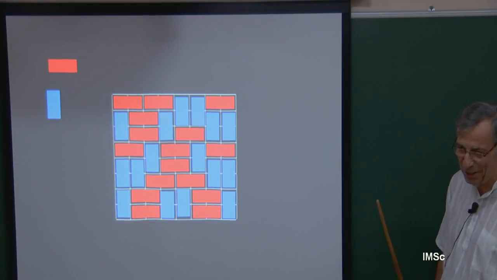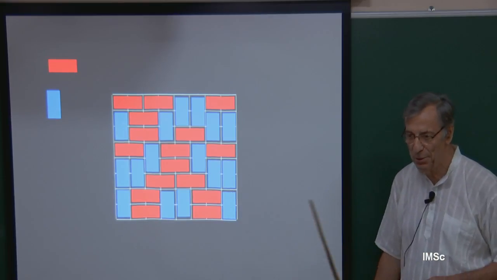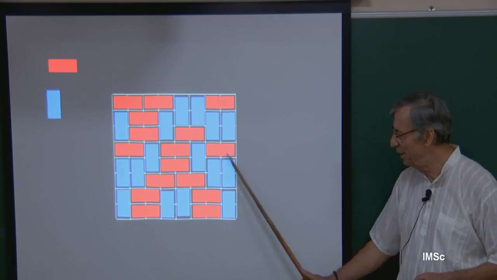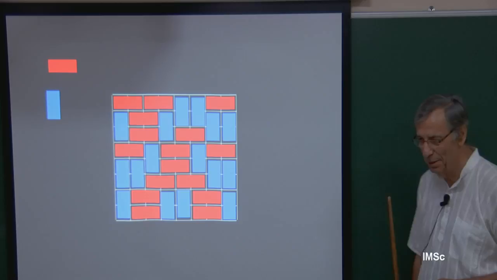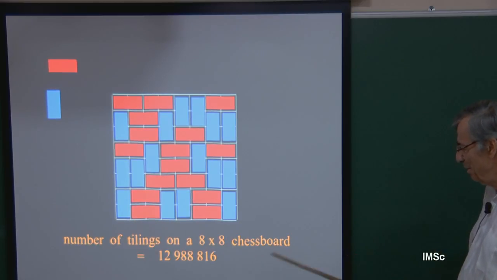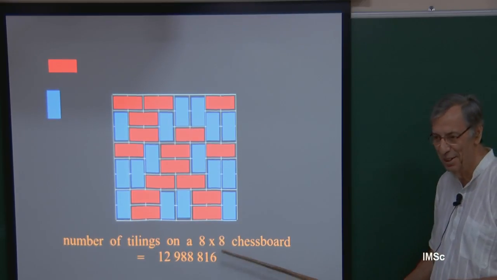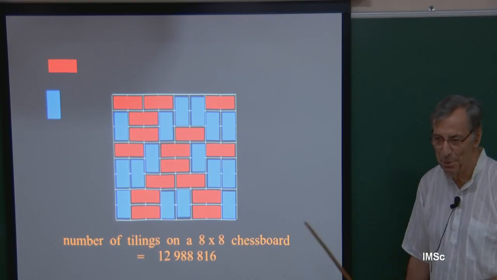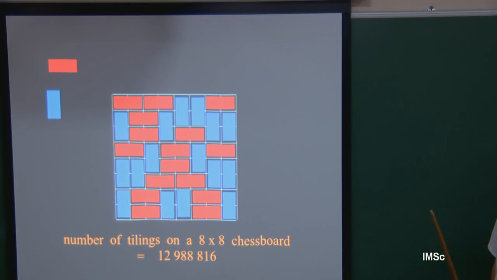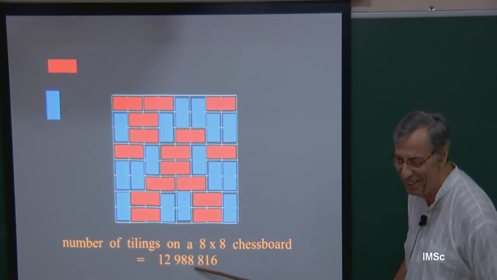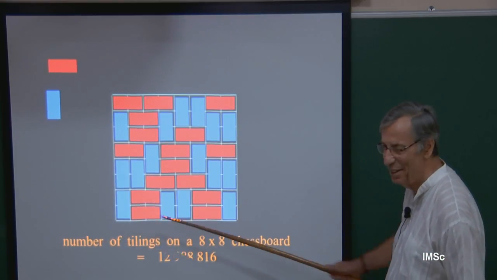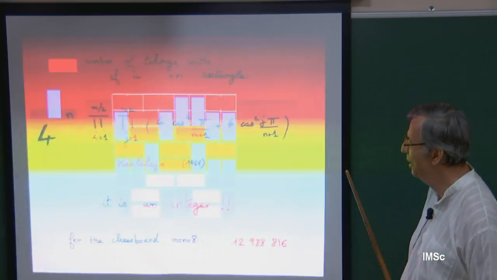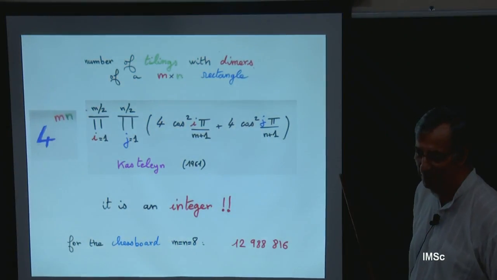Take tiling of a chessboard. You have a chessboard and you tile it with blue and red dimers, vertical and horizontal dimers, and everybody knows there are 12 million and something ways to tile the chessboard with such dimers. Of course, this is not interesting. You want a formula for any size n by m, for any rectangle. And here is a nice formula.